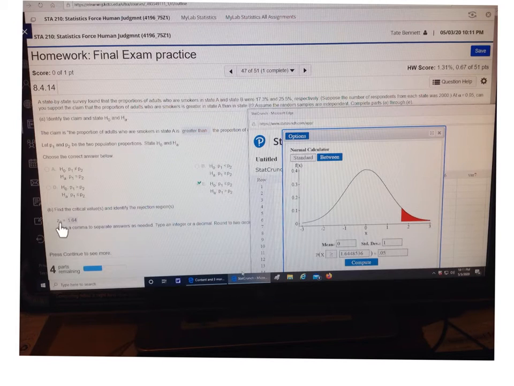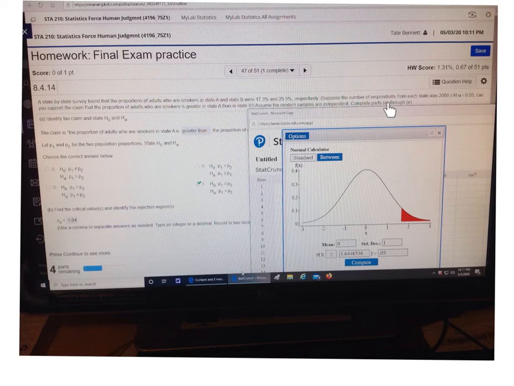You want to find the critical value. This time you need to use the normal calculator. So if you click on stats, calculators, and choose normal calculator, this pops up. You can see it's a right-tailed test.